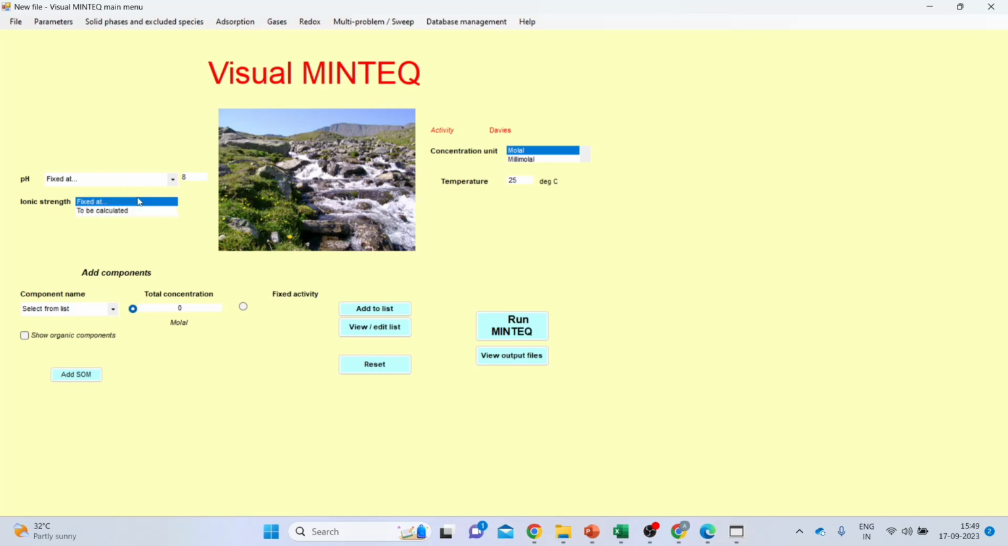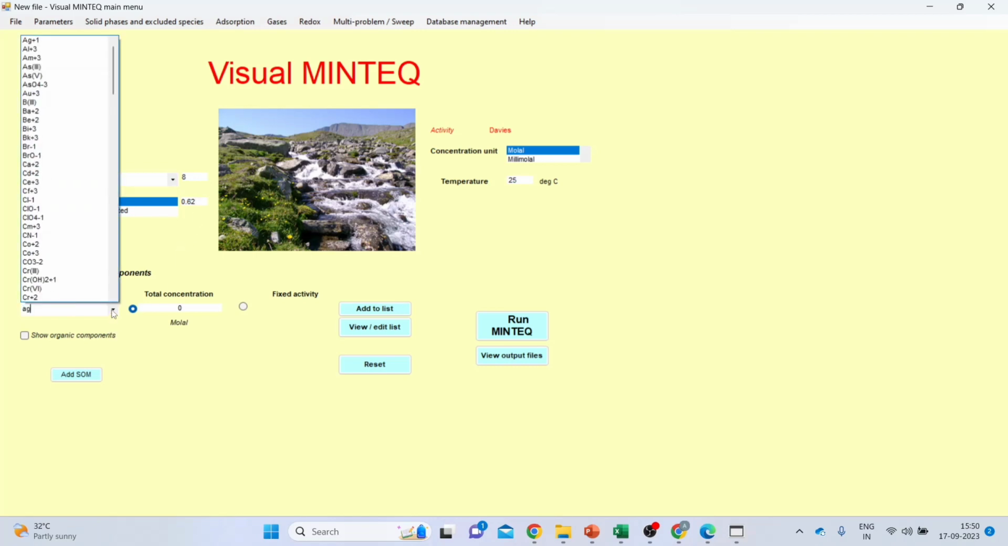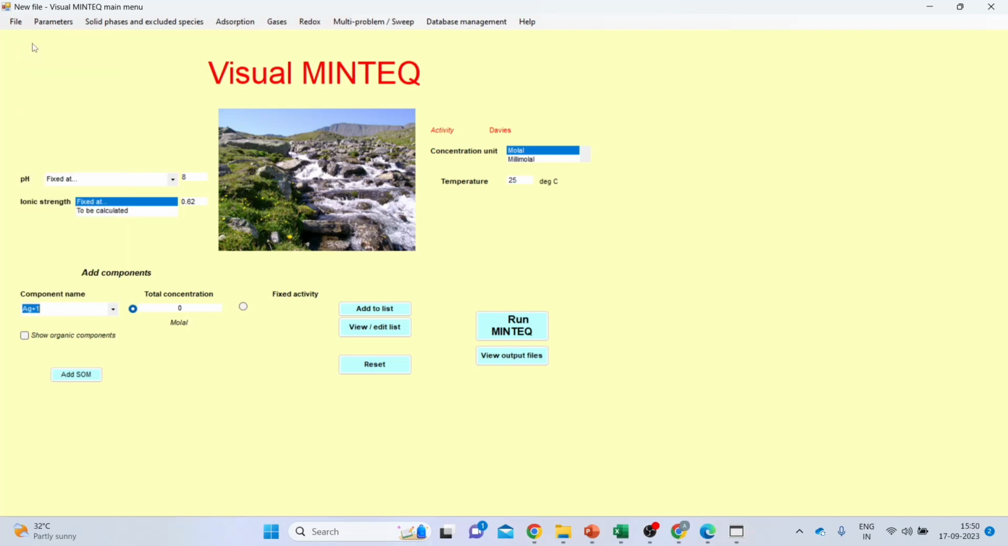Next, ionic strength is also fixed. It is 0.62. Okay. Next, we have been given silver, Ag. Total silver is, I guess, 2.5. So let's change the unit to milligrams per liter. So it is 2.5 milligrams per liter. We will add to list.